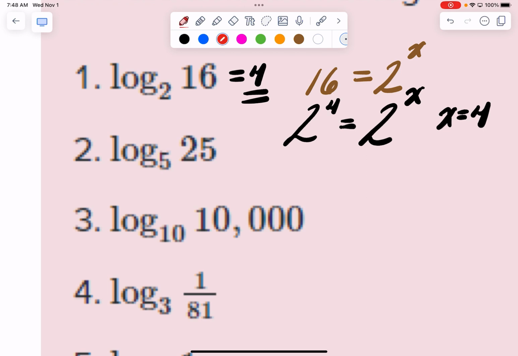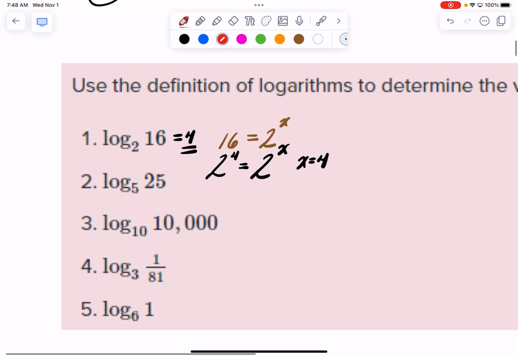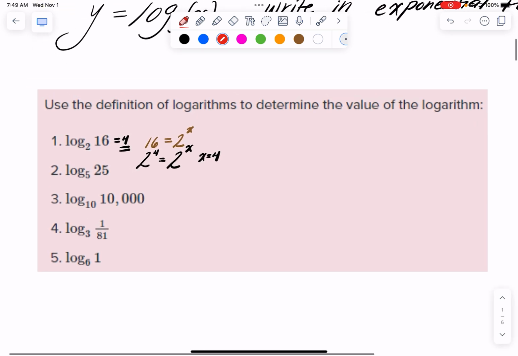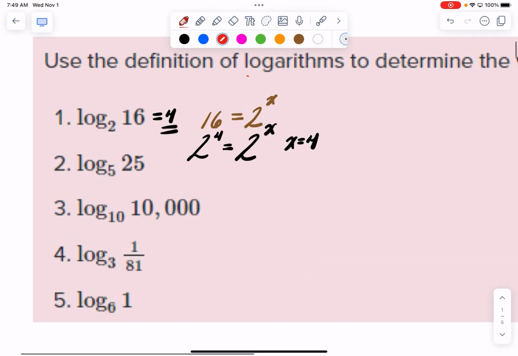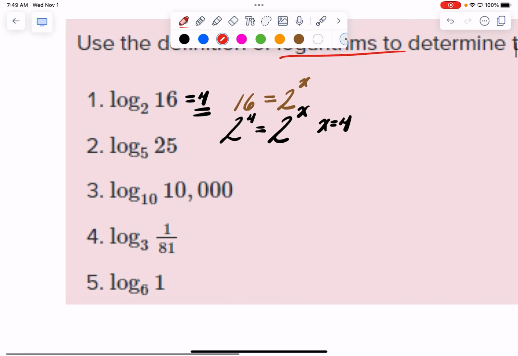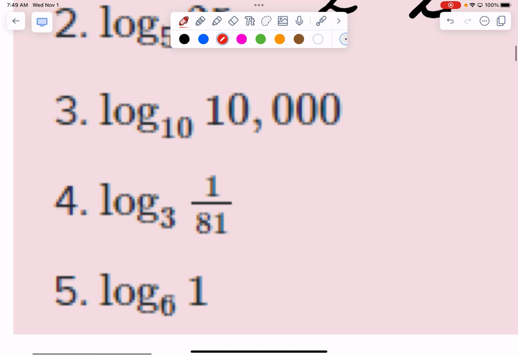So that's the idea we use to calculate some logarithms. They use the wording, use the definition of a logarithm to determine the value. The definition of a logarithm is that it's an inverse of an exponential, so that's what we're using here. So let's go again. Let's do number 3.